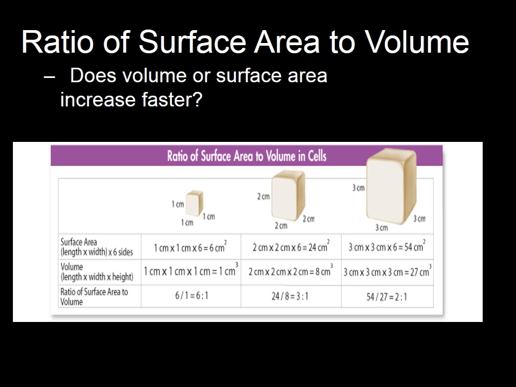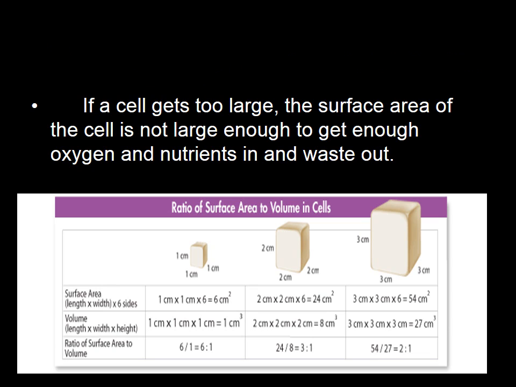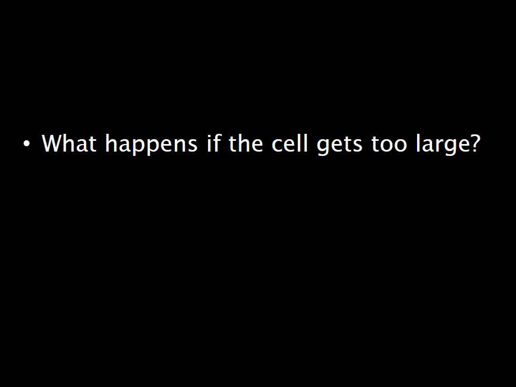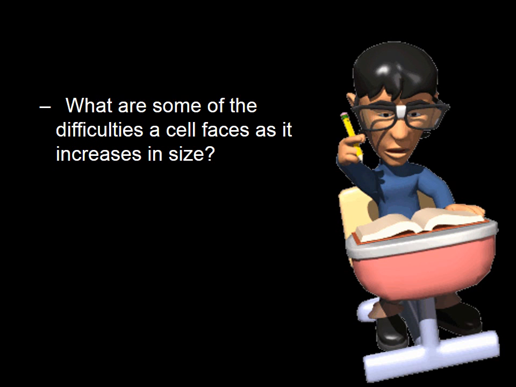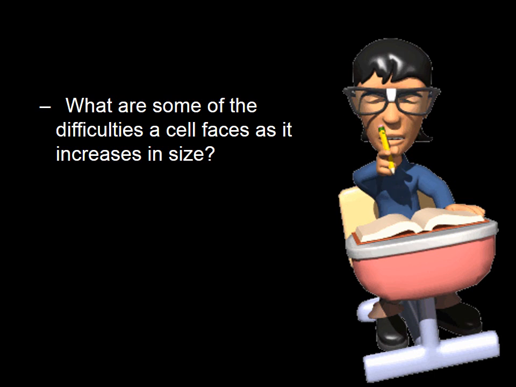So when we're looking at the surface area to volume, what increases faster, the volume or the surface area? Now if you take a look at this chart, if a cell gets too large, the surface area of the cell is not large enough to get enough oxygen and nutrients in and waste out. So what happens if the cell gets too large again? That's right, it's more difficult to get oxygen and nutrients in and then to get the waste out. So those are some of the difficulties that a cell faces as it increases in size.